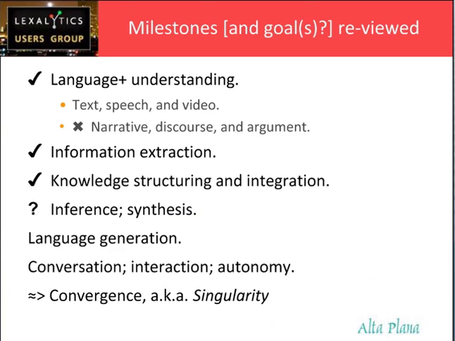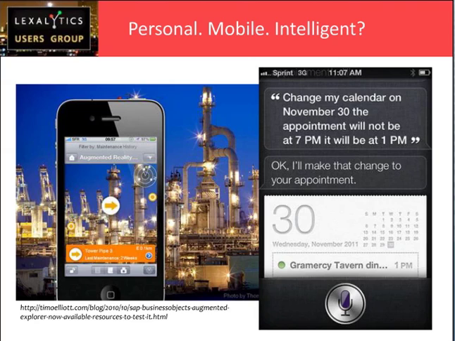So going back to my earlier milestone slide, I put check marks next to a number of these items that I think we pretty substantially have. We're not doing narrative discourse and argument in any way outside of research environments well yet. Are we doing inference and synthesis? I'm not even going to really tackle this last one, conversation, interaction, and autonomy, but let's look at two more examples. One, this is from SAP. Somehow they managed to do something leading edge here.